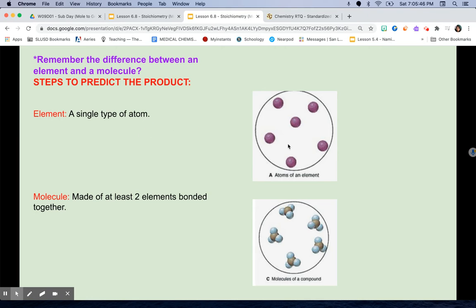When we're talking about an element, we have a single atom by itself. All right, so here, let's say this is C or carbon, one element by itself. On the other hand, when we're talking about a molecule, we're talking about at least two elements bonded together or combined together. So let's say the yellow sphere is N and the three blue spheres are H3. So if I have one N stuck with three H's, we call that a molecule. And this molecule is called NH3.